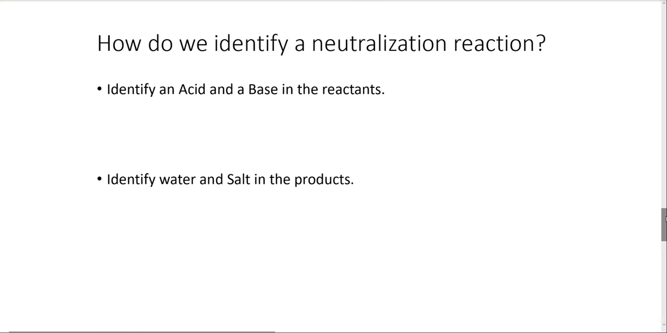So how do we identify whether a reaction is a neutralization reaction? Well, you can either look at the reactants and see that there is an acid or a base. Remember, acids start with H, bases end with OH. Or you can look at the products and you can identify that there's water and a salt. Let's put that into practice.